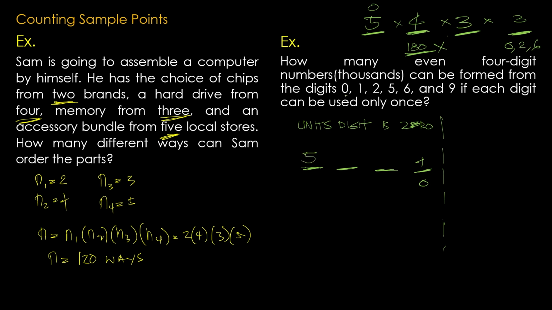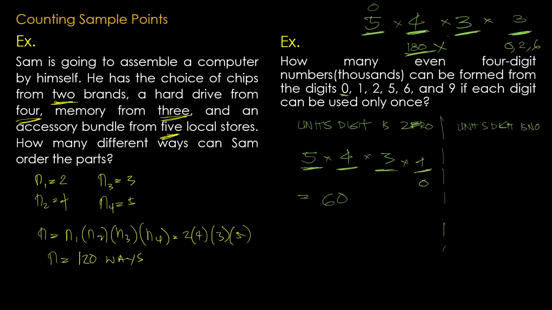You've already used 0. You put it right here at your units digit. So the remaining are 1, 2, 5, 6, and 9. How many remaining numbers are there? There are 5 numbers. And for the hundreds, 4, and for the tens, 3. So what's the total number? 5 times 4 times 3 times 1. That is 60.